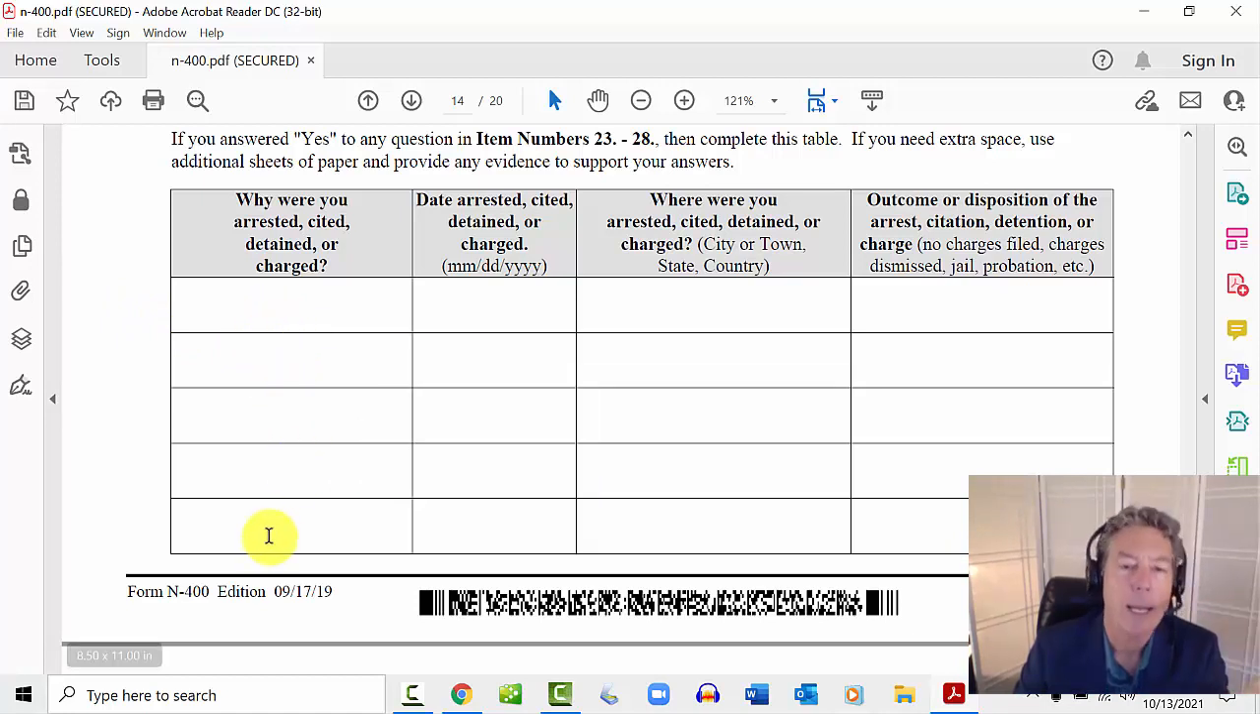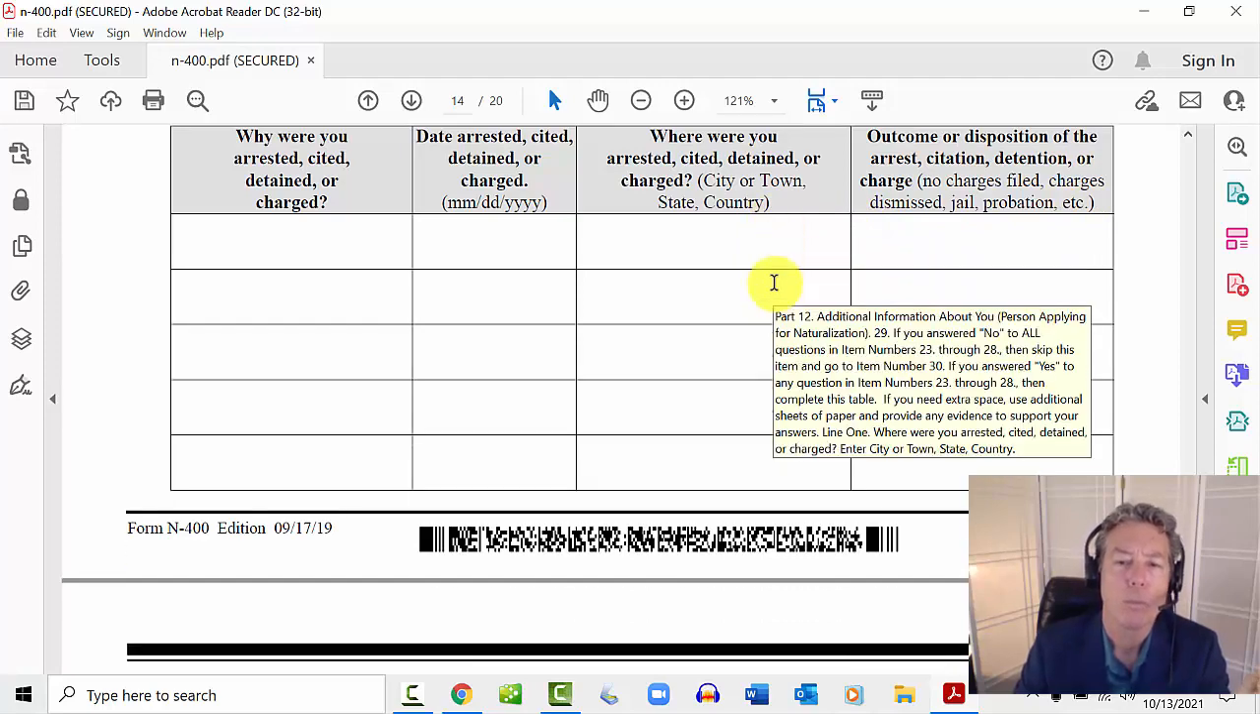So you want to list everything on this table, and if you need extra space, use additional sheets of paper and provide any evidence to support your answers. Right? Of course, you're going to be having evidence, either arrest records or criminal convictions from a court. But they want it to be organized like this so it's easy for them to put down the information. Why were you arrested, the date, where it happened, and then the outcome. No charges filed, charges dismissed, jail, probation, etc. Right?